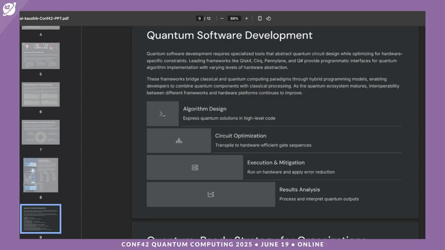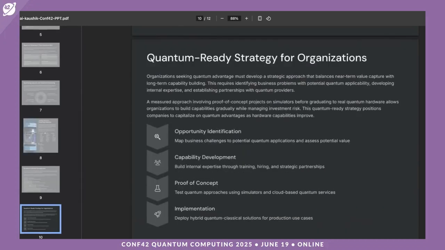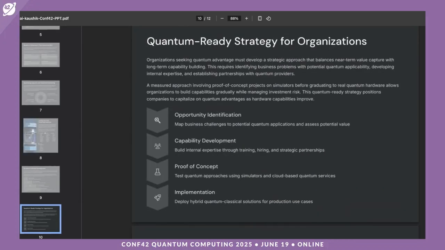Next, what goes on with the organizational strategy? A structured approach maximizes impact. First, identify use cases with clear metrics and manageable scope. Host workshops where domain experts outline pain points, then assess which might suit quantum pilots.